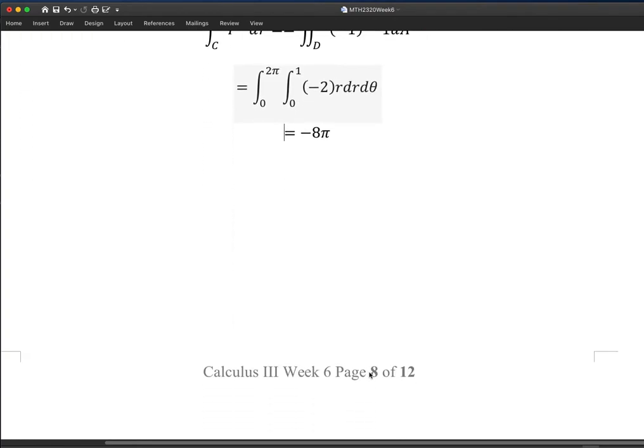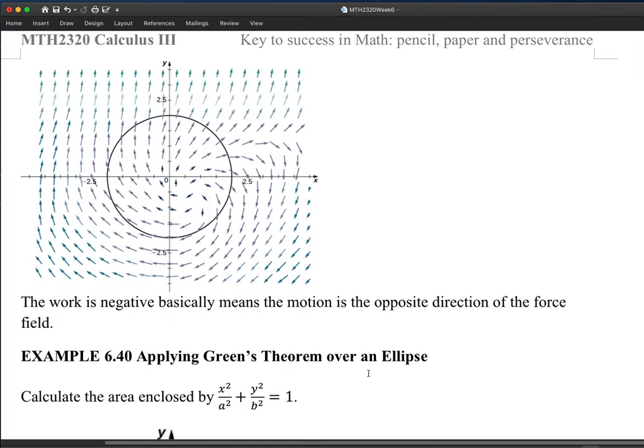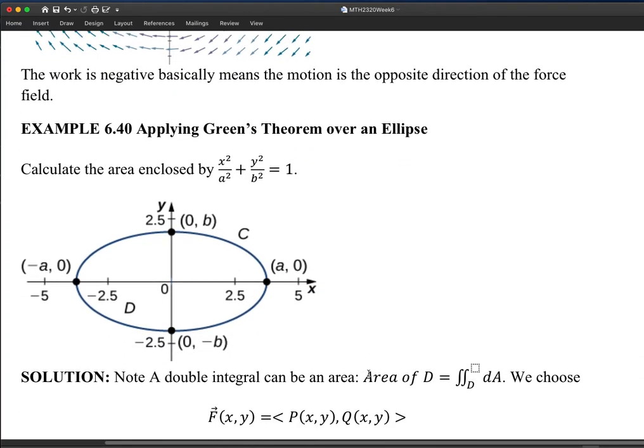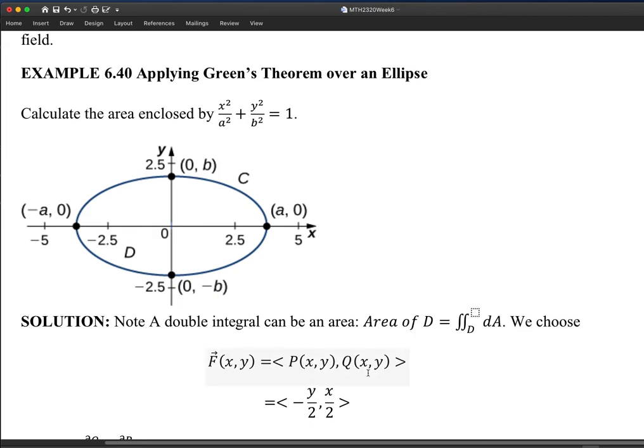And for the next example, I also want to show you something somewhat interesting. When you want to calculate a double integral, you can convert the double integral into a line integral. This is also an example from the textbook, from 6.40. We want to calculate the area enclosed by the ellipse here.